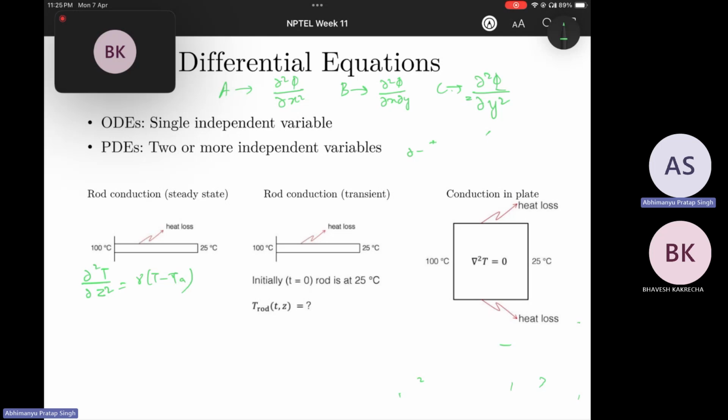So in this case, I can take this as A or I can take this as C. But we don't have any B in this term, right? So I can take A as 1. So my B square minus 4AC, C is also 0. This also becomes 0, right? So I can say that it's a parabolic PDE.